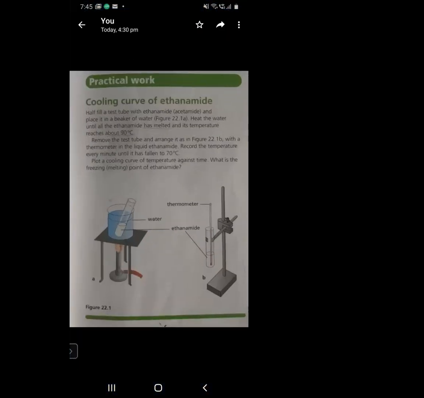Now let's move on. Then heat the water until all the ethanamide has melted. So that shows us that ethanamide probably is solid at room temperature. So it was solid, and we will keep it in the test tube, and we will heat it in the water bath till all of it has melted. And not only that it has melted, but its temperature should rise to about 90 degrees Celsius, right? And remember, I just told you the approximate melting point of ethanamide was 80 degrees Celsius, and the boiling point was 222. So we are well below the boiling point, so no need to worry.